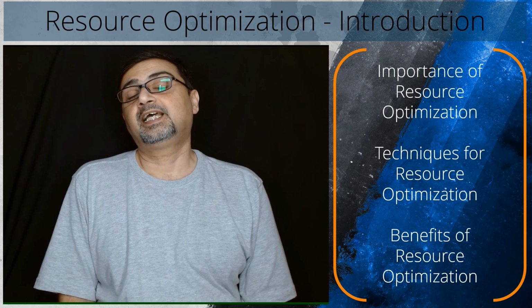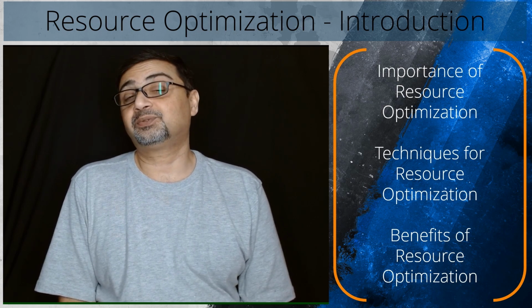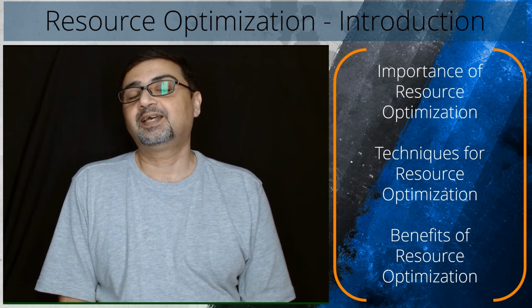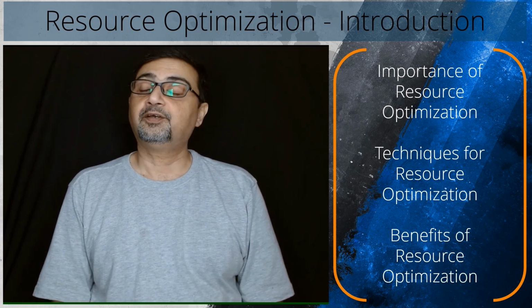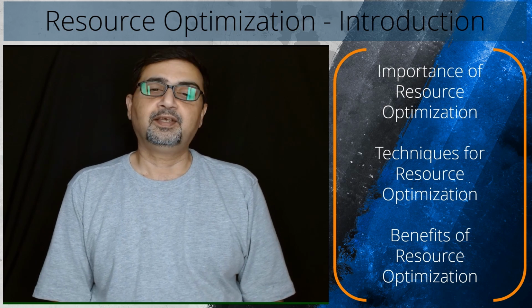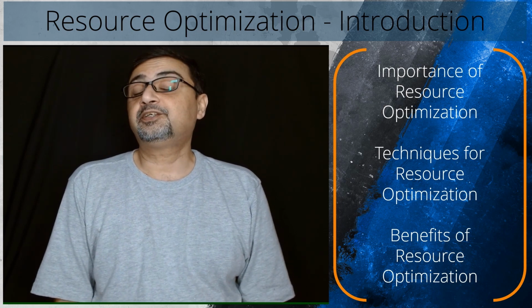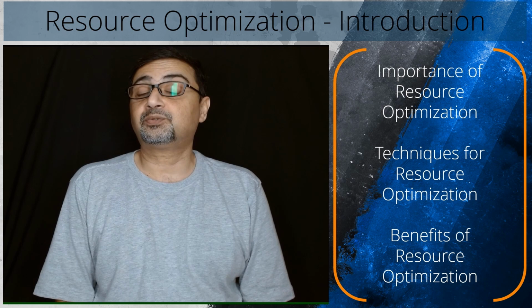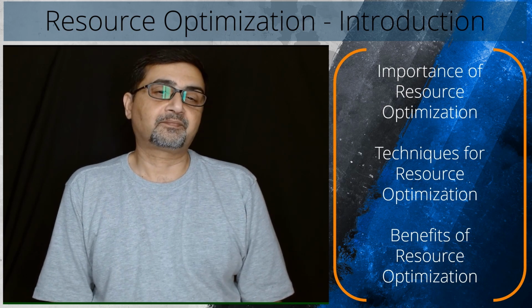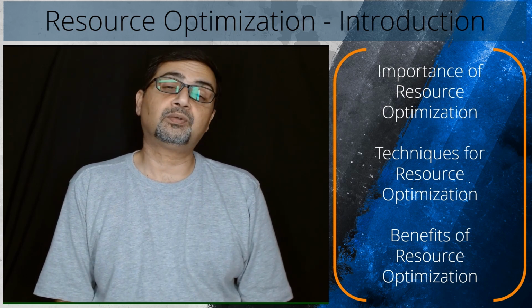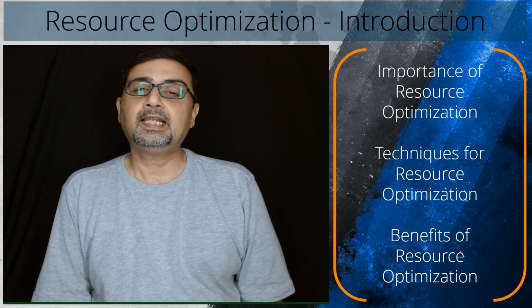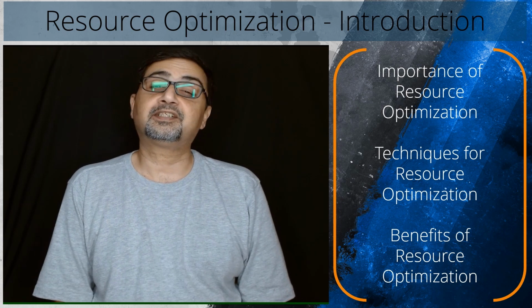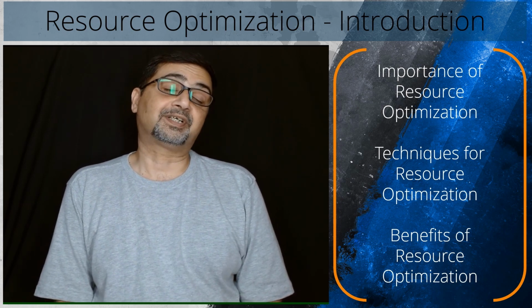Several techniques can be employed to optimize resources effectively. Let's explore some of the commonly used techniques. Resource leveling. Resource leveling is a technique used to balance the demand for resources with their availability, eliminating resource overloads or peaks and enhancing productivity. Let's consider an example to understand how resource leveling works.